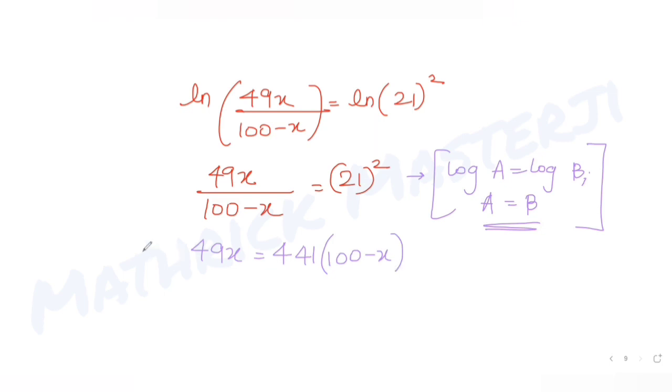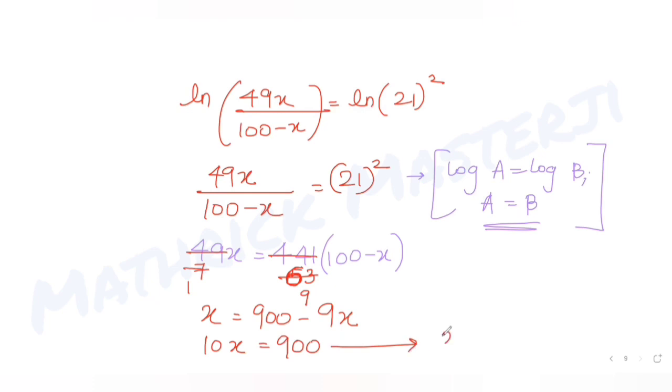Trying to cancel out this 49 with 441, 7 sevens 49, and 7 threes is 21, 7 ones and 7 nines, so you get x is 900 minus 9x. So from here you get 10x is 900, and from here you get x as 90.